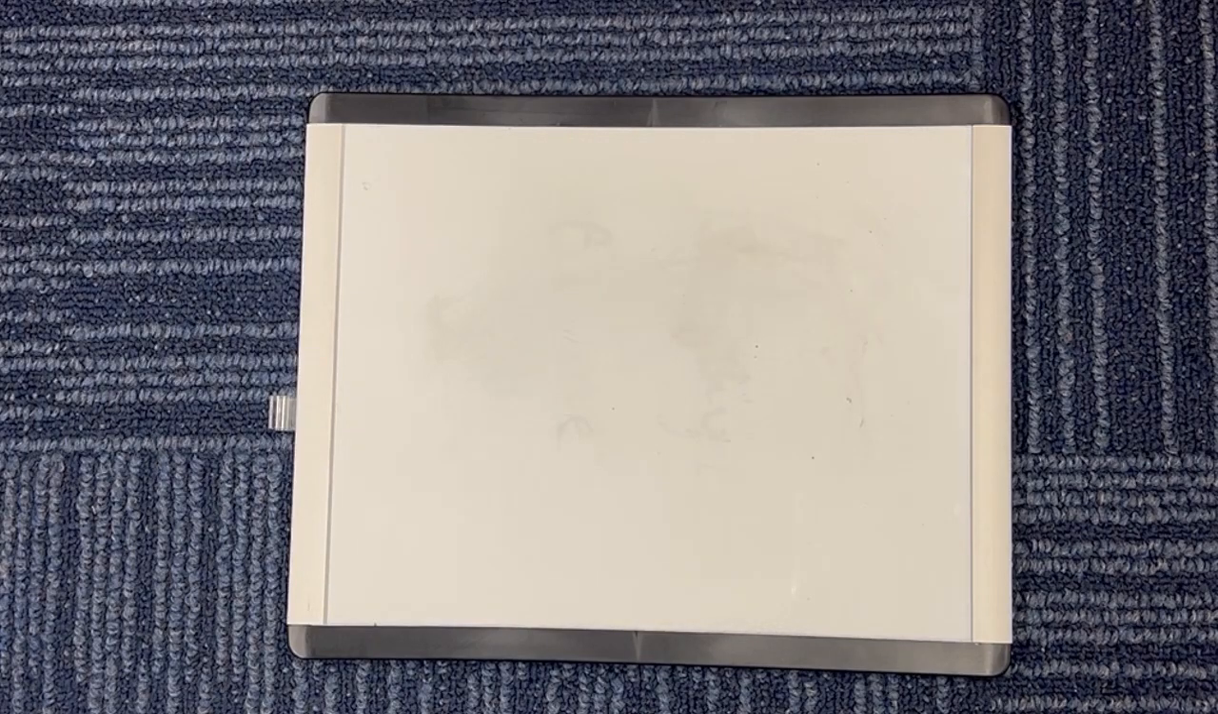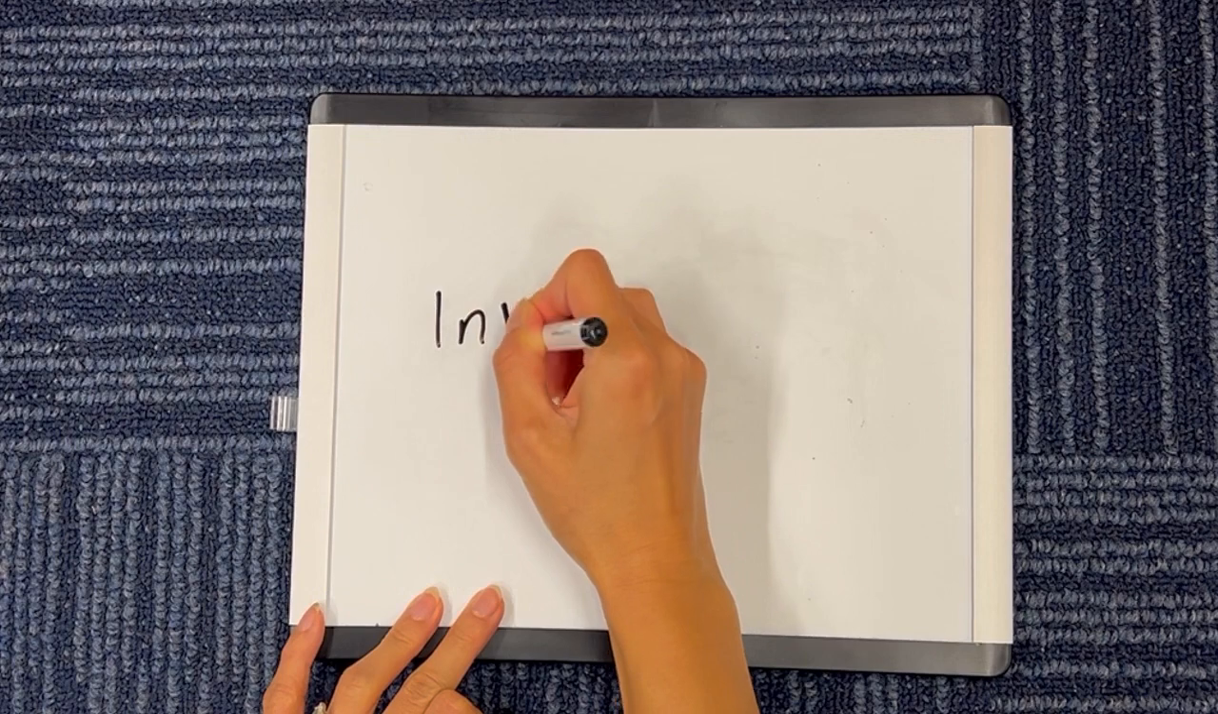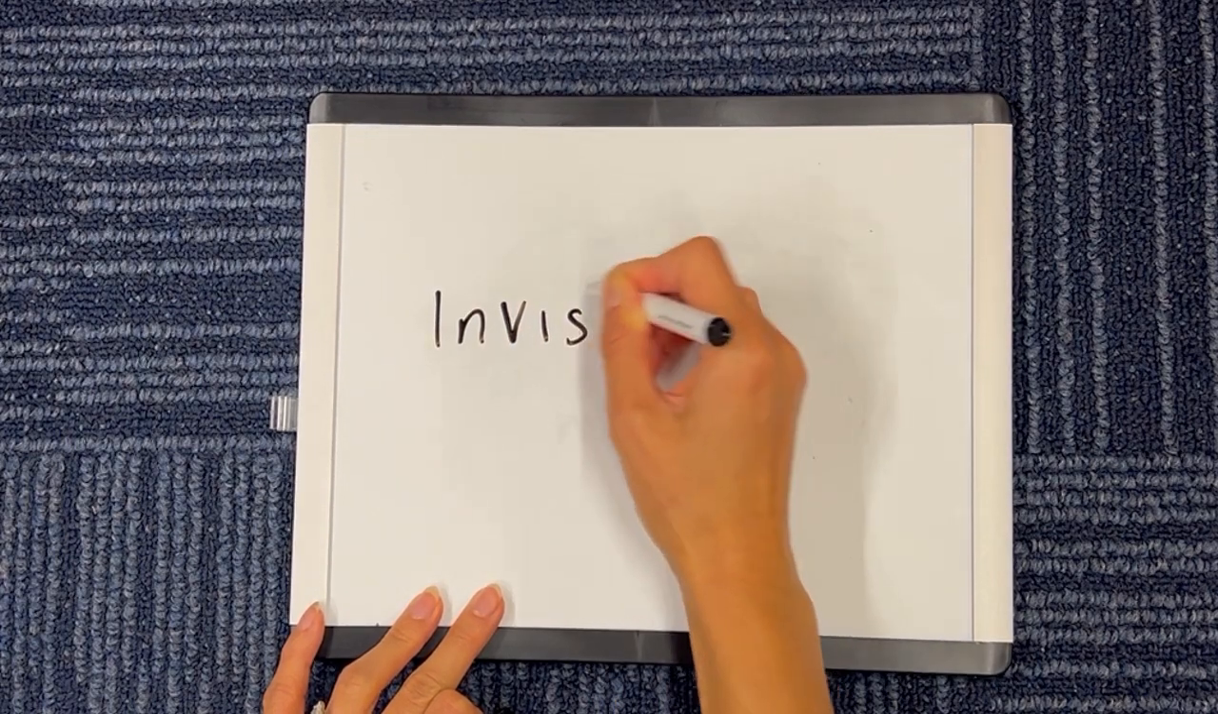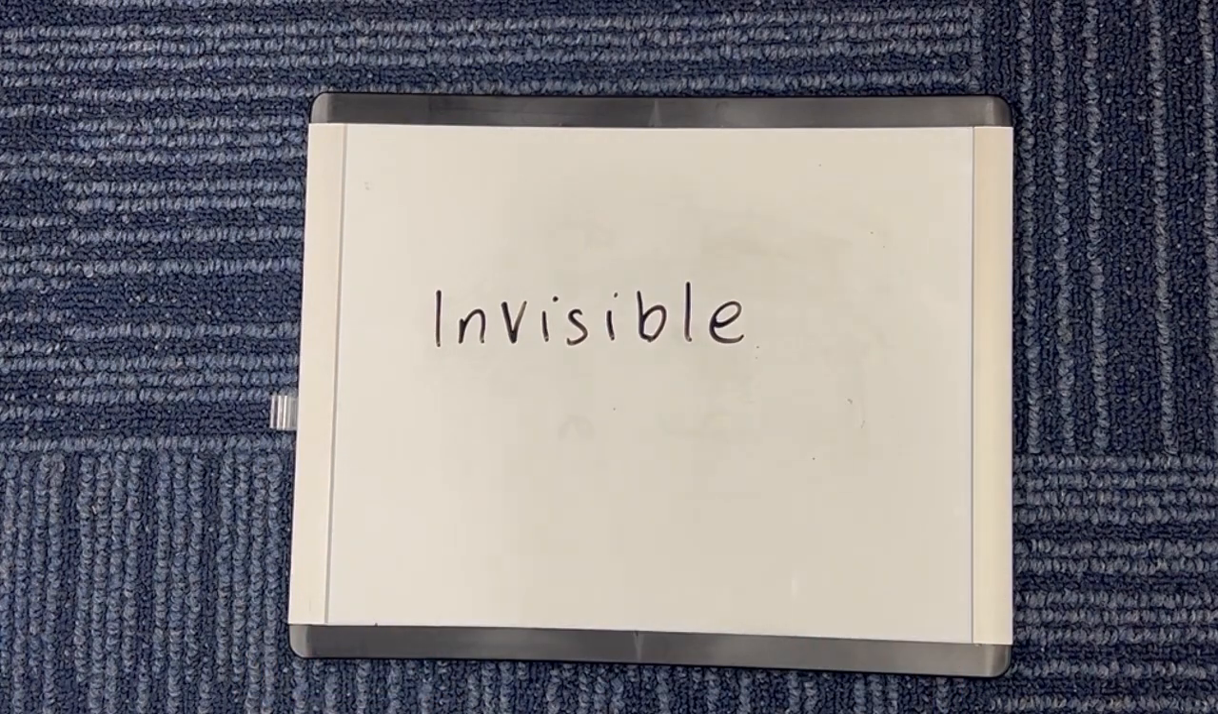The word we are learning today is invisible. So let's write that on the whiteboard. Oops. In the story, Grandma Poss used her magic and made Hush invisible, meaning we couldn't see him.